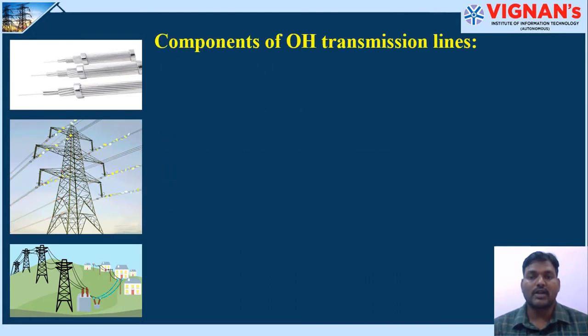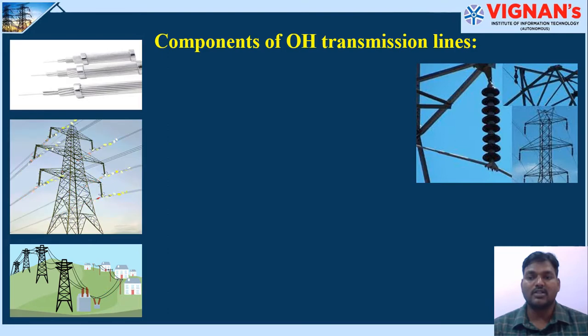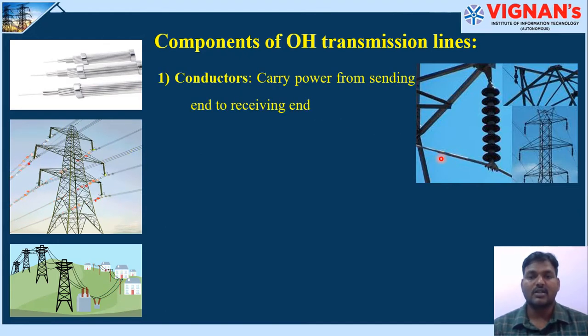The components of an overhead transmission line can be depicted in this figure. You can see that there is a power transmission tower. Here on the left side you can see my laser pointer. This is a long power transmission tower which is carrying power from one place to another through these power transmission lines. You can see this line. This is basically called a conductor. A conductor is used to carry power from the sending station to the receiving station.